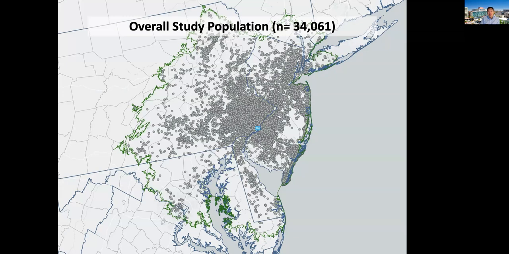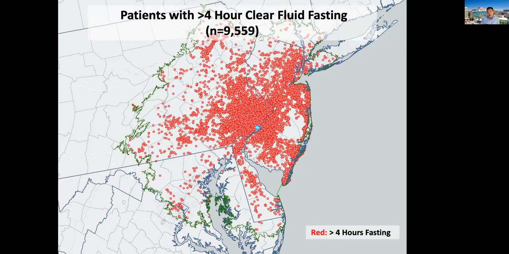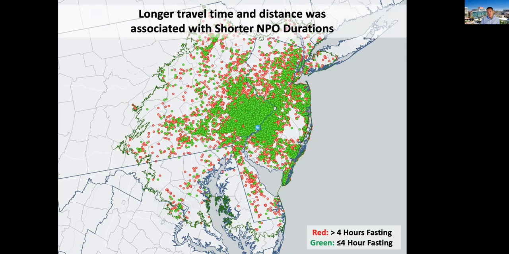And we found that if we mapped all of our individual patients in our data set, there are about 34,000 of them. They're represented by each of these gray dots. And then we broke that further down into those with a very prolonged fasting time, so more than 4 hours in our definition. And these individuals, there are about 9,559 individuals in the color red. Now in the color green, those are the patients with a shorter fasting time. And so we had found out that longer travel time and distance was associated actually with shorter fasting durations. And that was interesting to us.